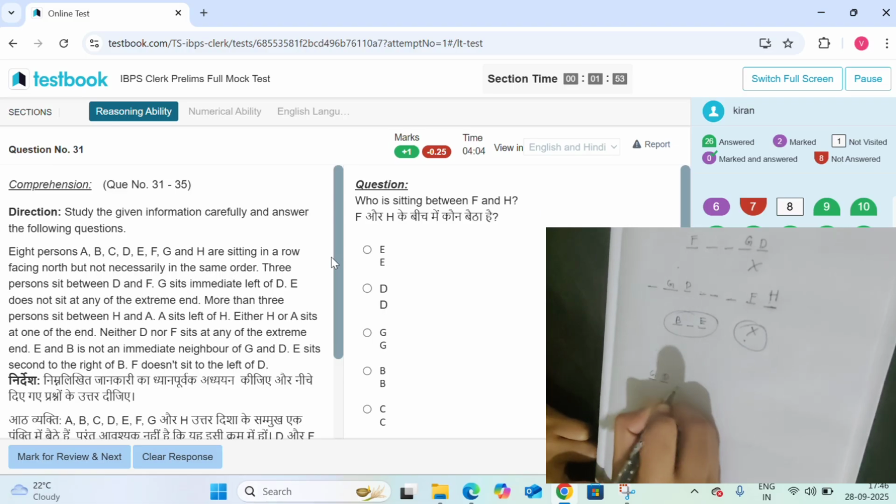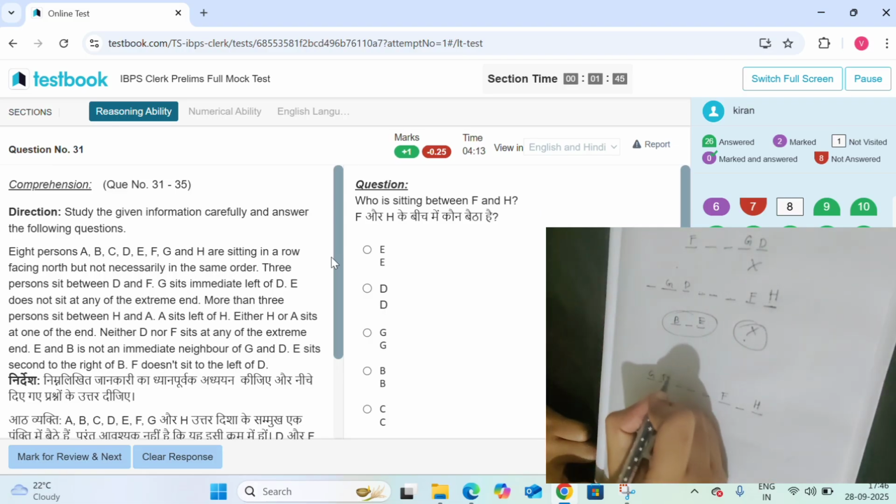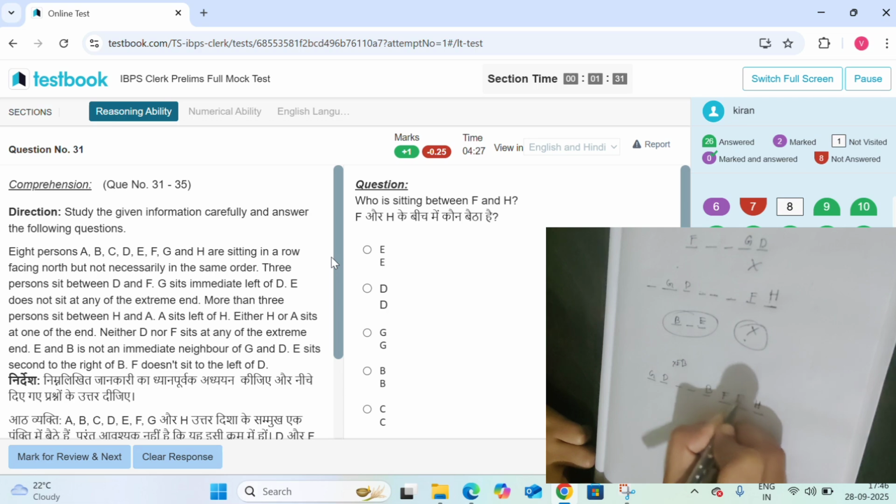G, D, 1, 2, 3, and the F, 1, 2. This should be H. Okay. This cannot be B, and neither D nor F at any of the extreme ends. D or F not at the extreme end, and E and B are not immediate. This is not E or B. That means this should be B and this should be E.